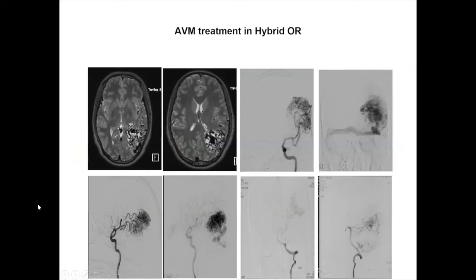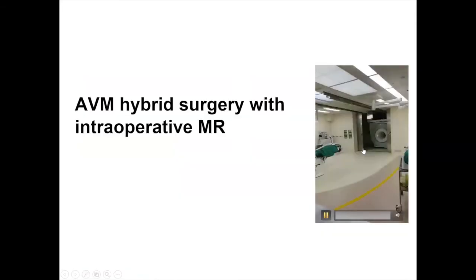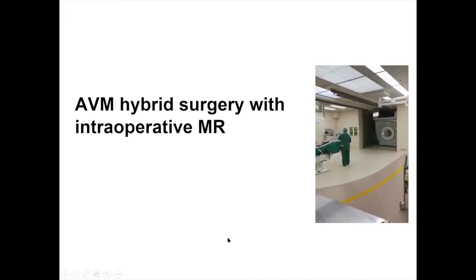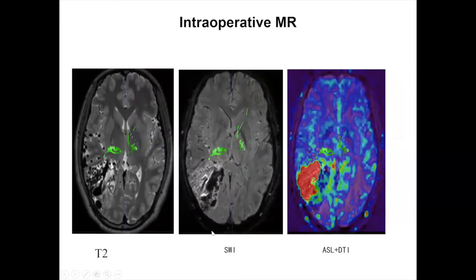Here's some other one. We also use not only the angiogram but also intraoperative MR for some special AVM cases. Especially we want to see the relationship, the distance between the fiber tract and the AVM nidus. And also we want to see the cerebral blood perfusion of the AVM nidus and also the surrounding normal brain tissue.